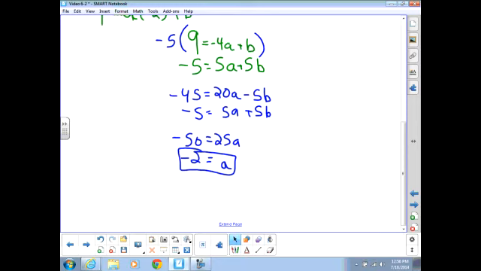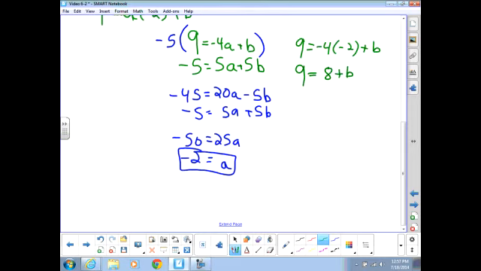Plug back into either one. I'm going to plug back into the top one. We'll have 9 equals -4 times -2 plus b. That's 9 equals 8 plus b, so b is equal to 1.